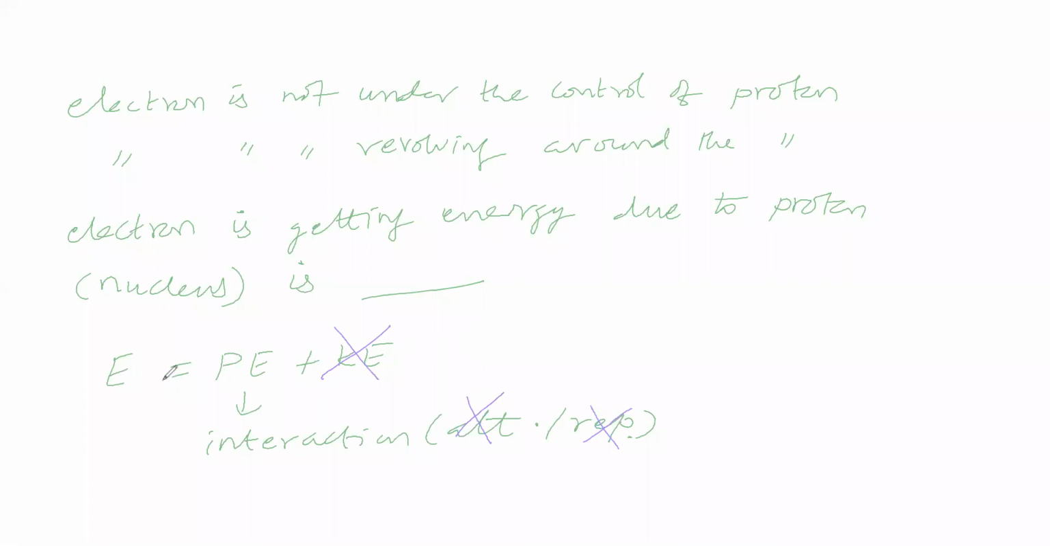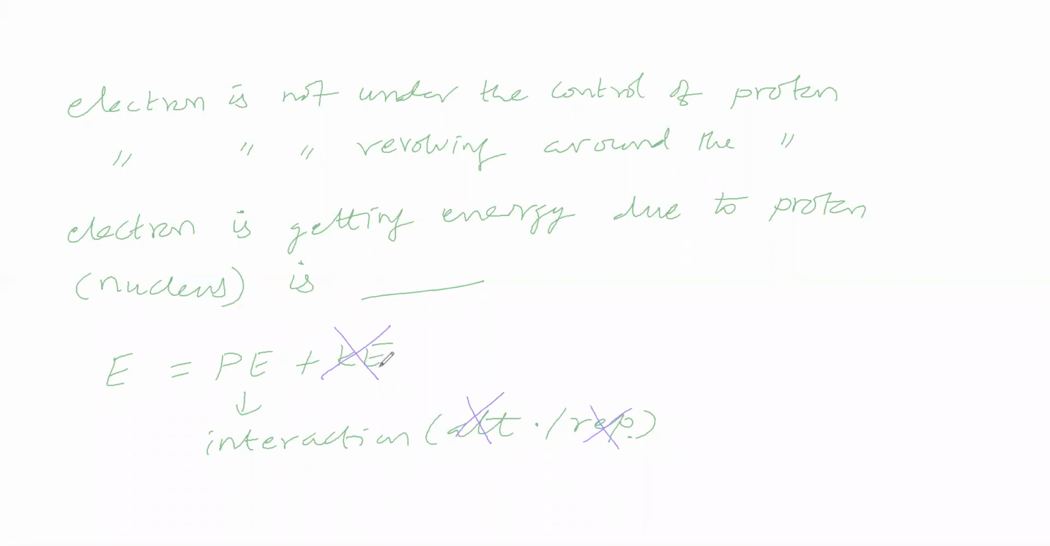Not moving means no kinetic energy. Generally, energy is the sum of potential energy and kinetic energy. It is applicable for whatever matter is in the universe. Potential energy means interaction, attraction or repulsion. Between electron and proton there is no attraction and no repulsion because of infinite distance. At infinite distance, the electron is not revolving around the proton, not moving around it. Therefore, kinetic energy is 0.